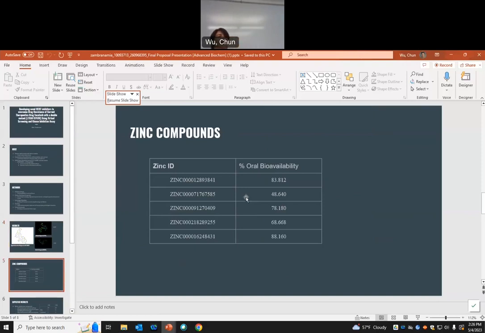And he also put the percent oral bioavailability, and that's another reason that you can see that a zinc compound is helpful and it's actually working, because if you have a higher percentage of oral bioavailability, that means that it's less amount of the drug needed to actually treat what's going on. And usually, if you have a higher bioavailability, it means that there are less side effects associated with it.